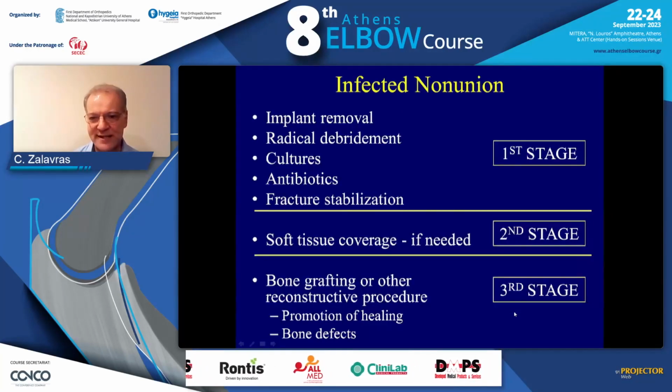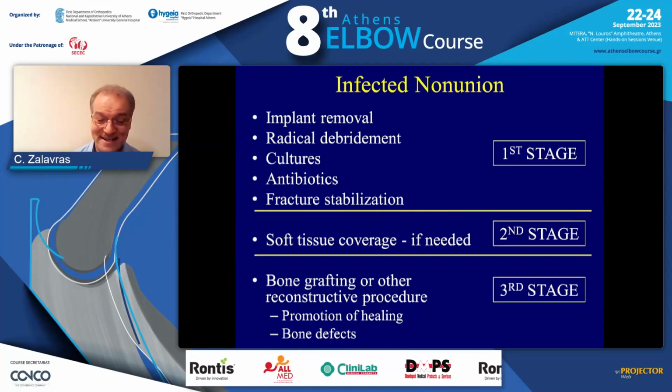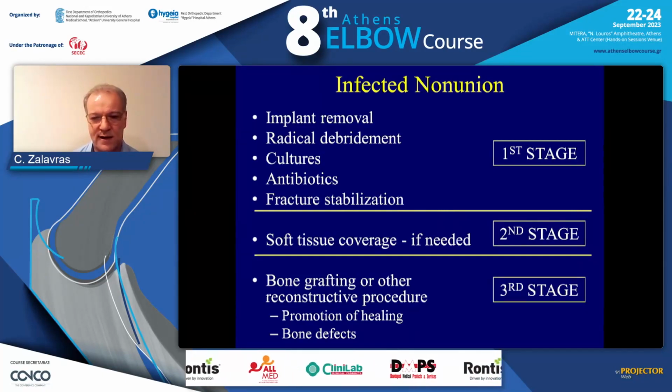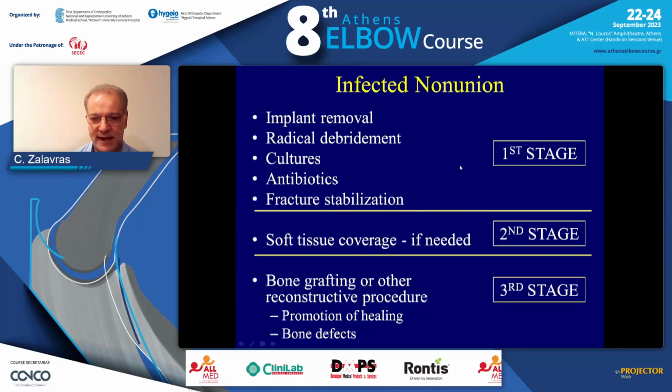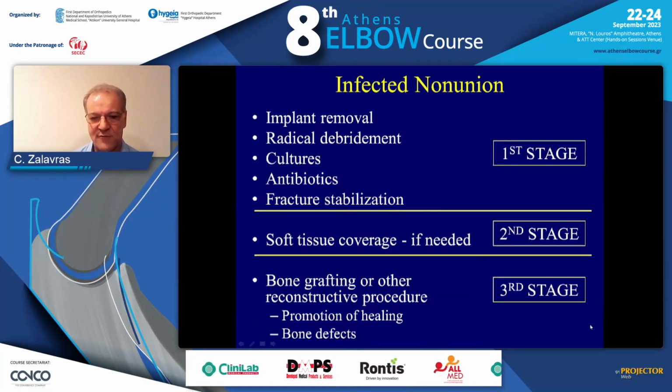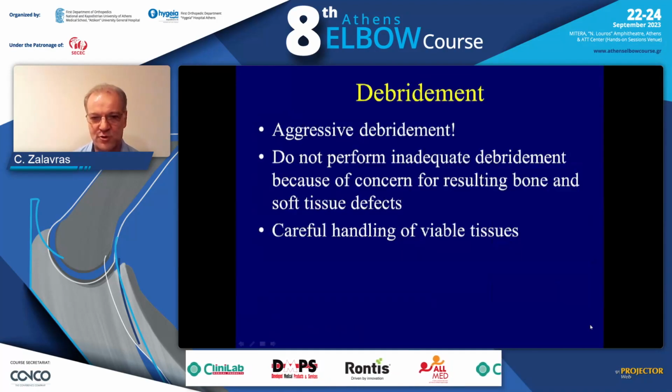So usually infected non-unions are treated in stages. We can do everything in one stage, but my preference is to stage this. Implant removal, debridement, cultures, antibiotics, stabilization of the fracture provisionally, soft tissue coverage if needed, and then finally the definitive fixation with bone grafting to promote healing.